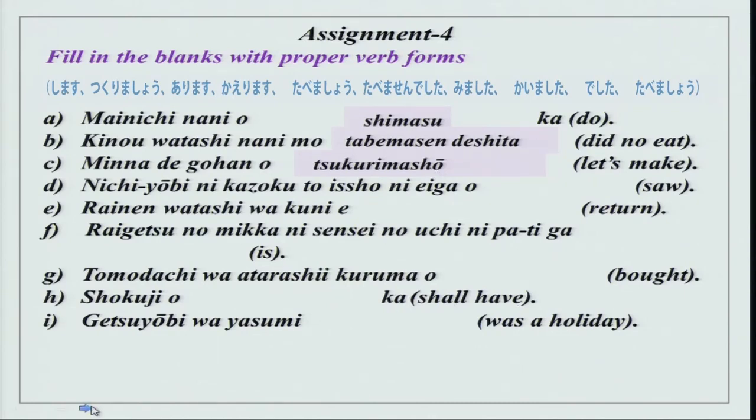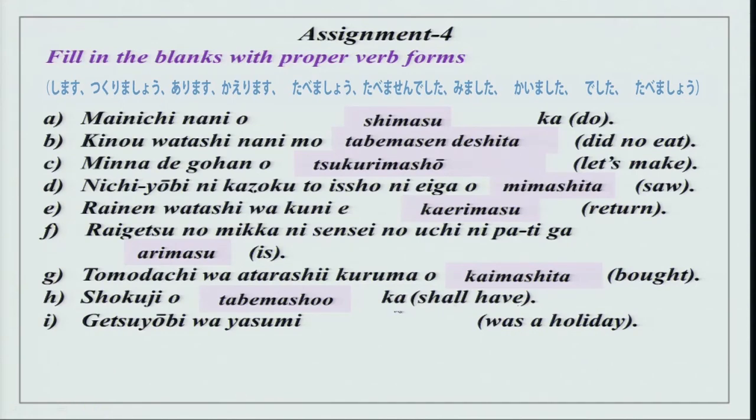Nichiyobi ni kazoku to issho ni eiga wo mimashita. Rainen watashi wa kuni e kaerimasu. Raigetsu no mikka ni sensei no uchi ni paati ga arimasu. Tomodachi wa atarashi kuruma wo kaimashita. Shokuji wo tabemashou ka. Now, over here you can see the ka is given, thus it is shall. So, when you are asking, then shall is to be used. When you are deciding yourself, then ka is not going to be used and it will end at shou with the verb. Then, getsuyobi wa yasumi deshita, was a holiday. So, I hope you all got it right.